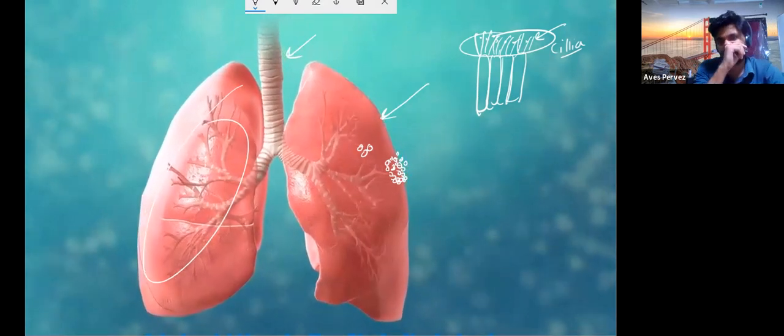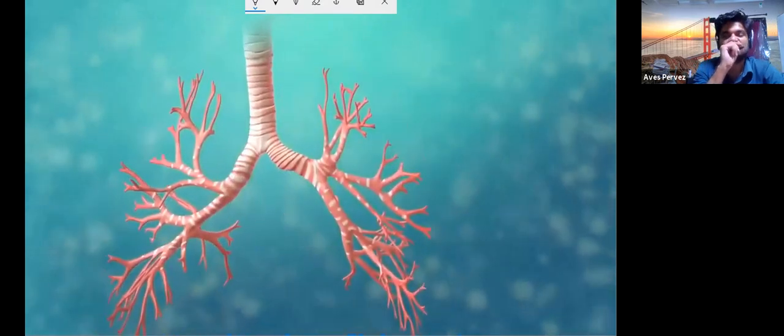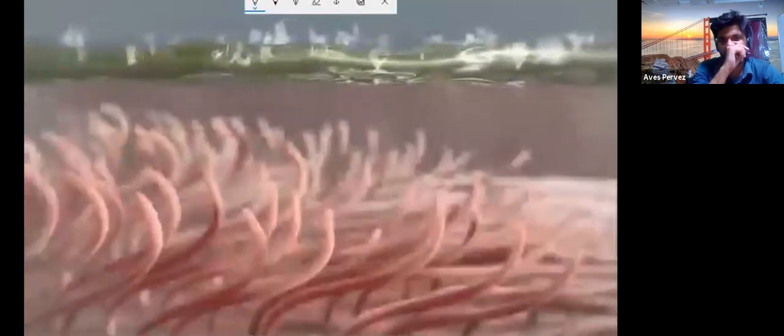The tract is lined with cells that have cilia. These are microscopic hair-like projections that can move in waves. This feature helps trap inhaled particles in the air and expels them when you cough.